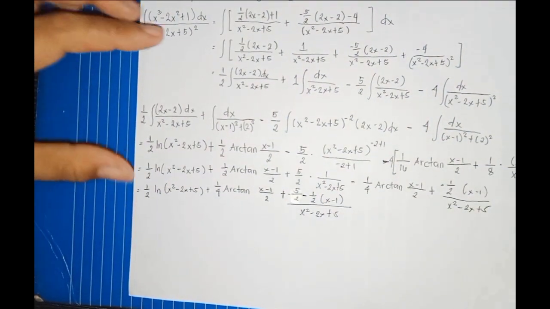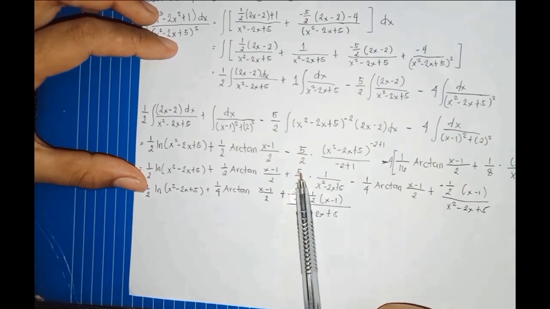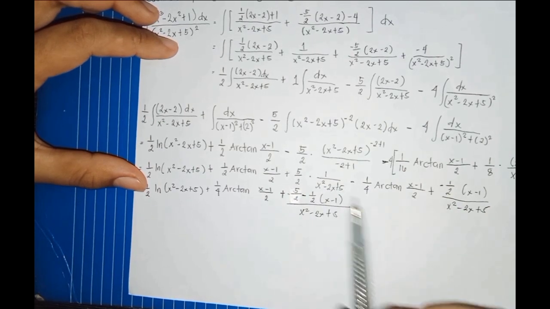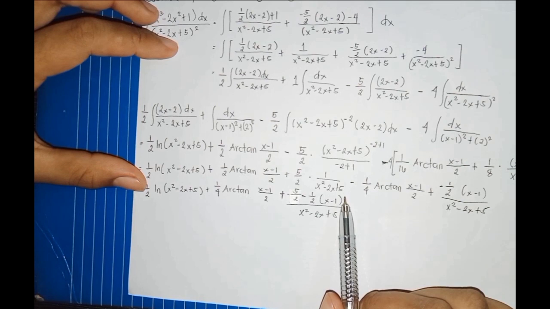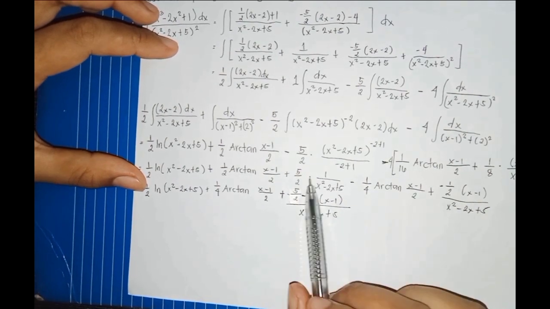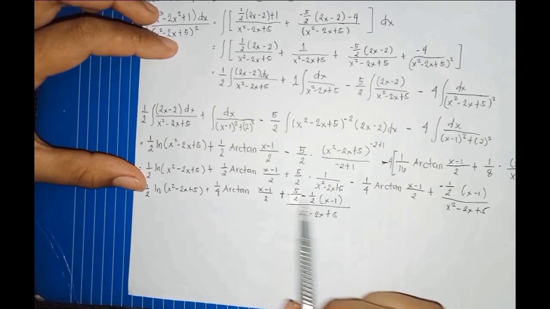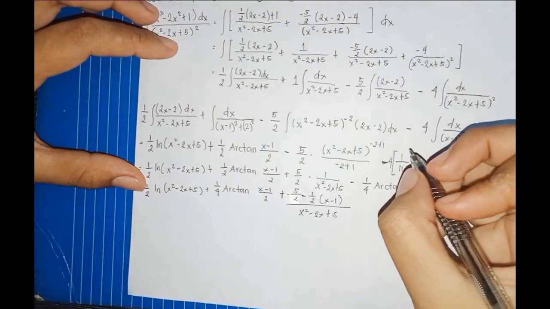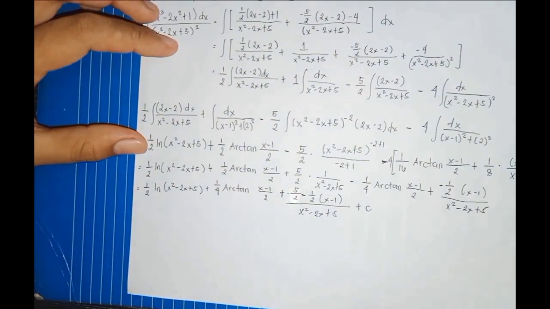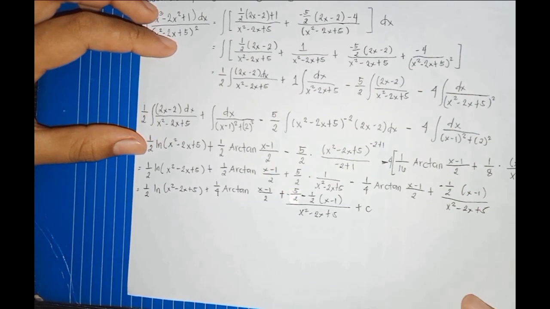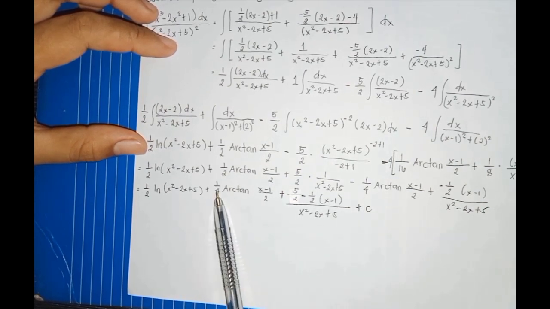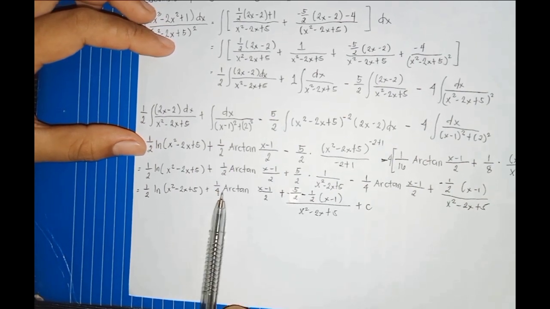So let's combine this one, because when we multiply this it will become 5/2 all over x squared minus 2x plus 5. So they both have the same denominator. So we combine them, this one and this one. So the next thing that will happen, we add them. So of course this will be the same also, 1/4. So we'll just copy it once here.